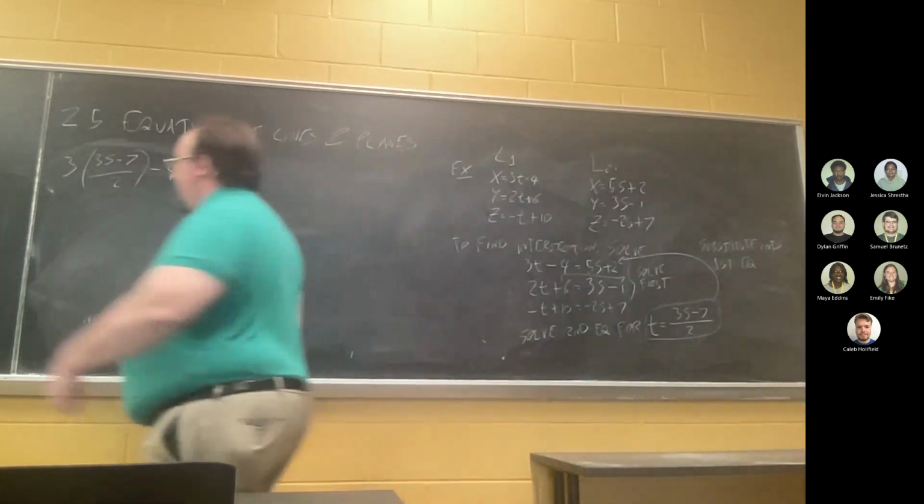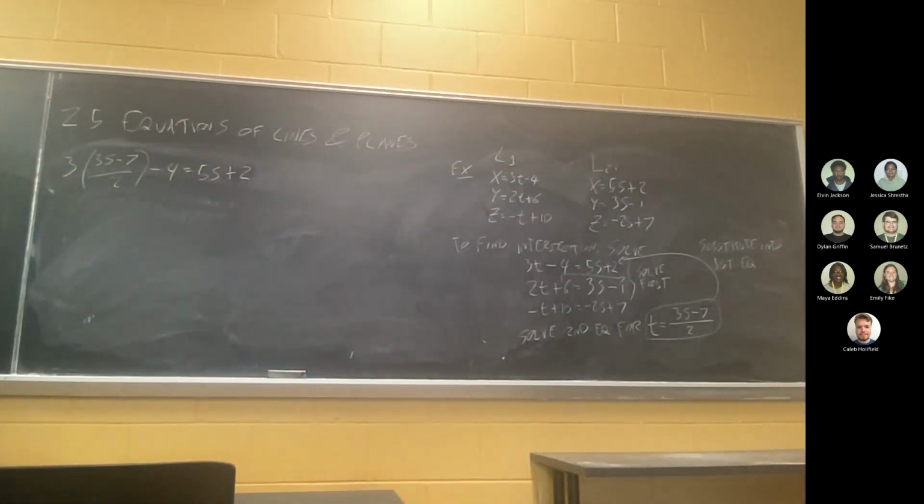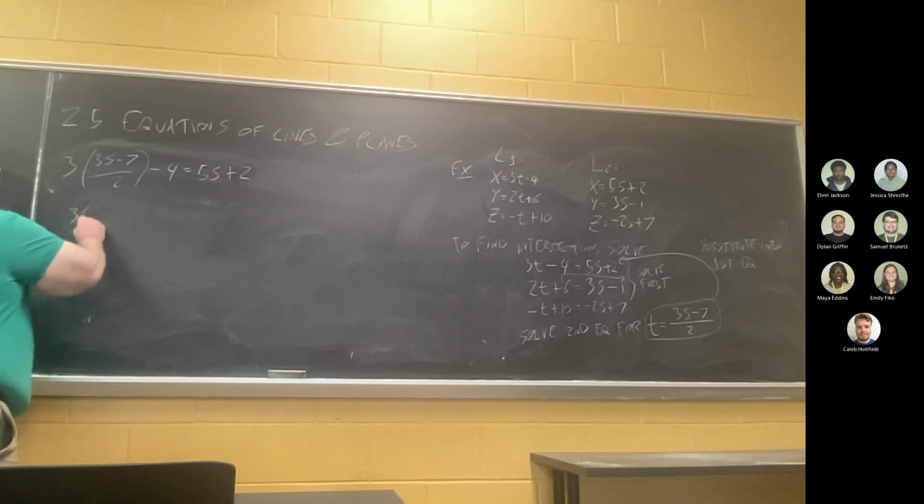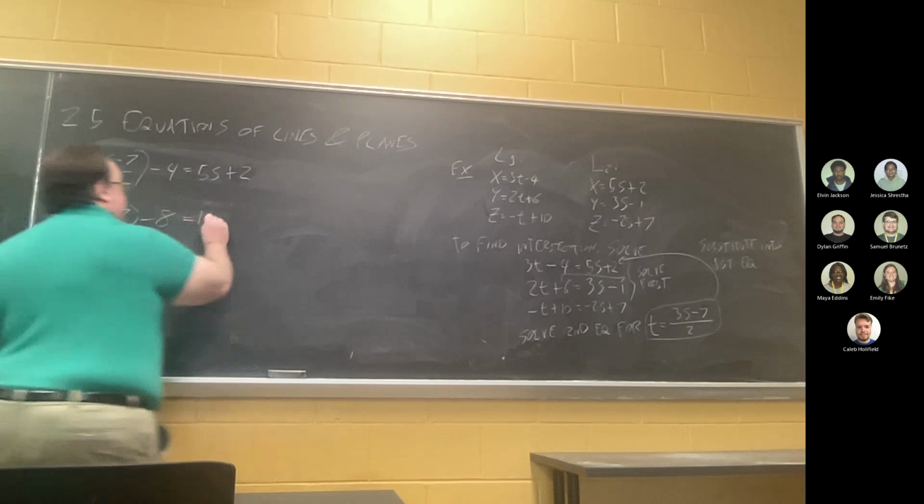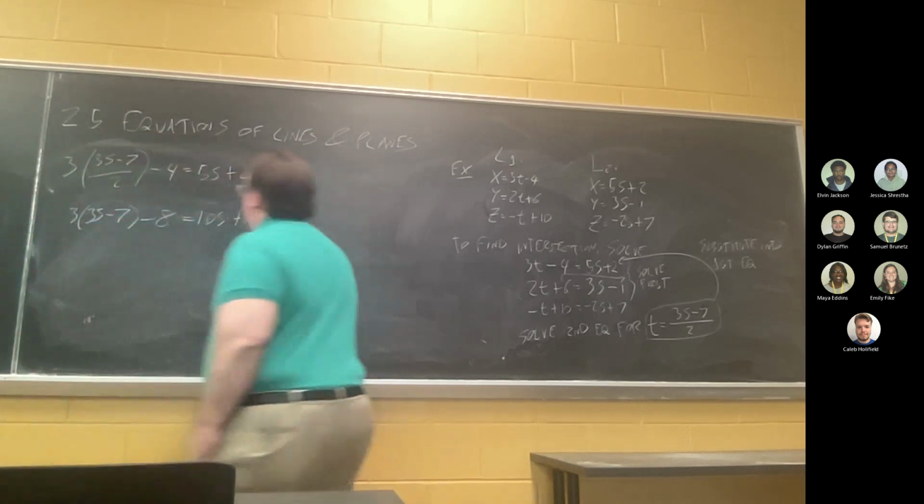Now I feel like I'm in a college algebra class. Okay, so now the goal is to solve this for s. And thankfully I have in my notes what the answer is supposed to be. I don't like fractions, so I'm just going to multiply both sides by 2 to get rid of that pesky denominator. So I have 3s minus 7 minus 8 equal to 10s plus 4.